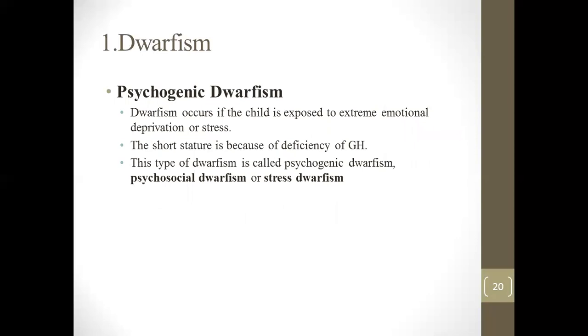Another type of dwarfism is psychogenic dwarfism, in which the short stature is because of the deficiency of growth hormone and extreme emotional deprivation or stress. Okay, if there is extreme emotional depression or stress, the anterior pituitary will be depressed, and the growth hormone secretion will be deficient, and this type of dwarfism is known as psychogenic dwarfism.